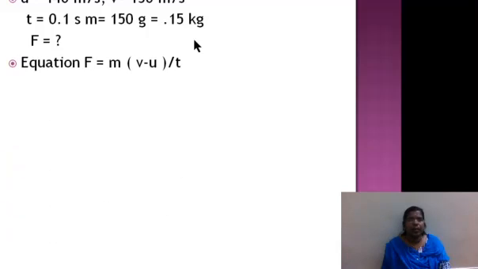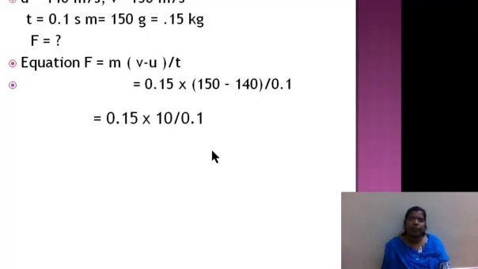F is question mark. Now equation F is equal to m into (v minus u) by t. We have to substitute all the quantities. m is 0.15, v is 150, u is 140, divided by t, which is 0.1. So this bracket is reduced to 10, divided by 0.1. We will get 15 Newton.